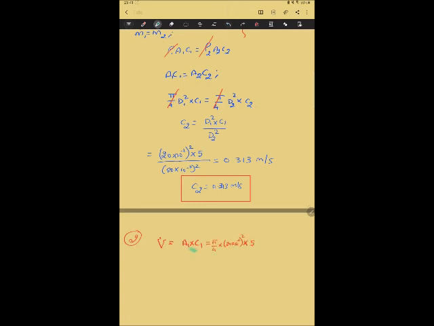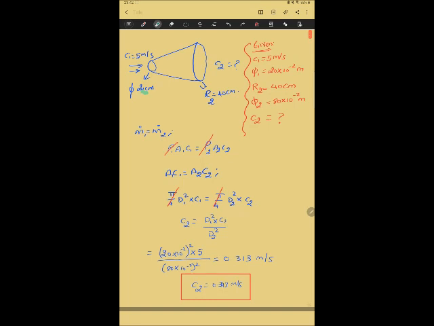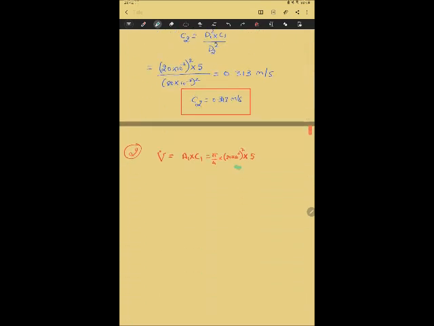So area is pi by 4 times the diameter 1. Diameter 1, we know, is 20 centimeter. So I've written it as 20 into 10 power minus 2 square times 5, and the answer I get after putting it into calculator is 157.1 into 10 power minus 3 meter cubed per second. That is the unit, don't forget the unit.